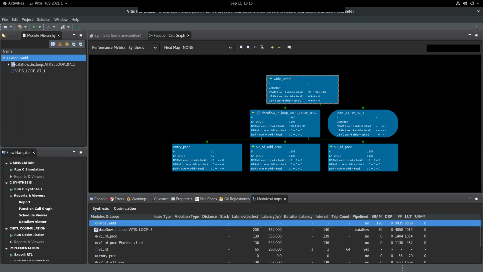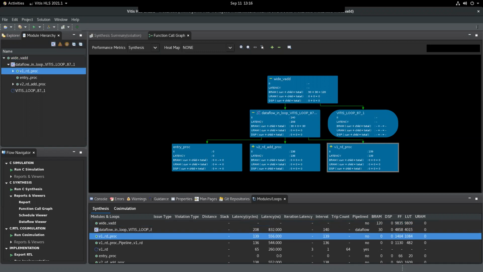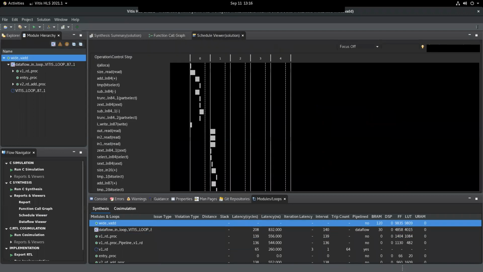And so I would really like you to take the same example, convert it into a vector dot product operation, and see how these things work out, and especially check the DSP column to see how you are using the DSPs, and look at the schedule viewer.